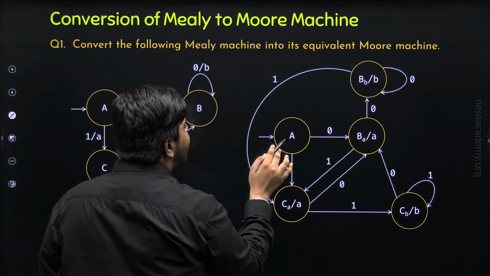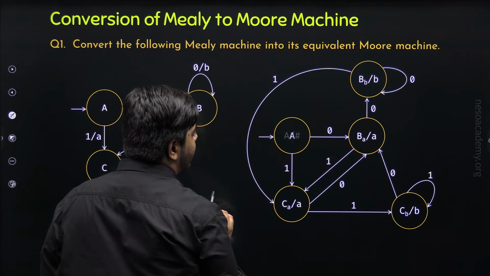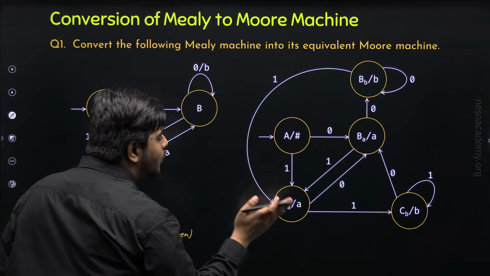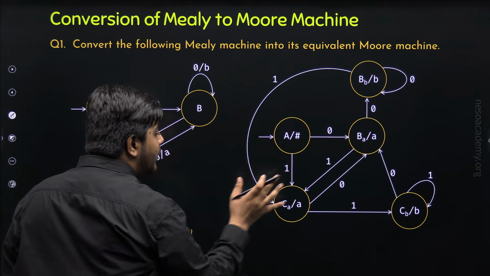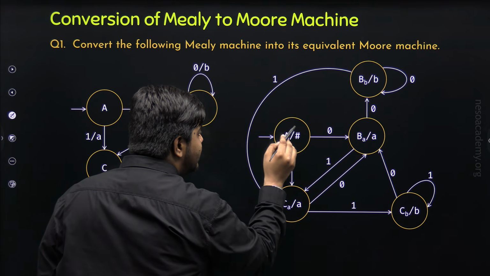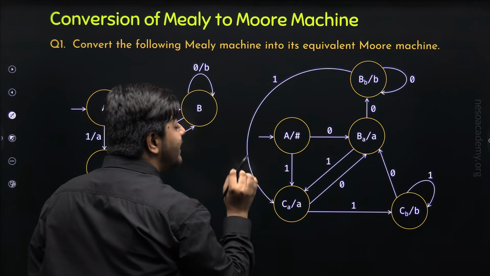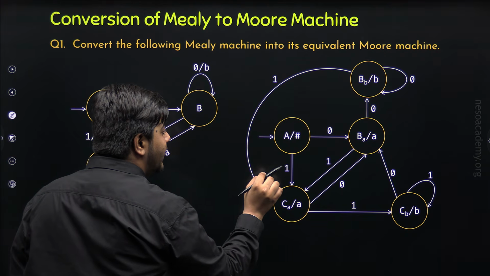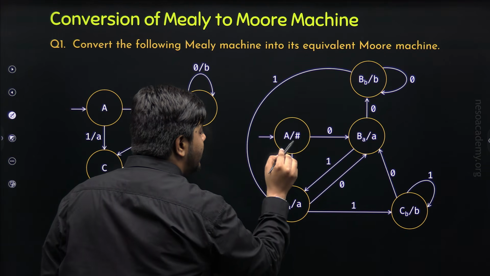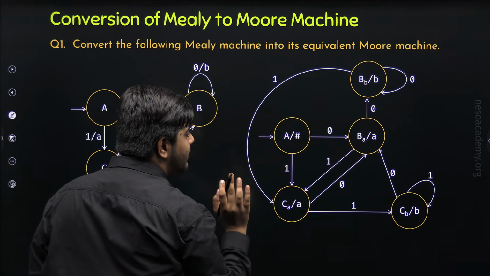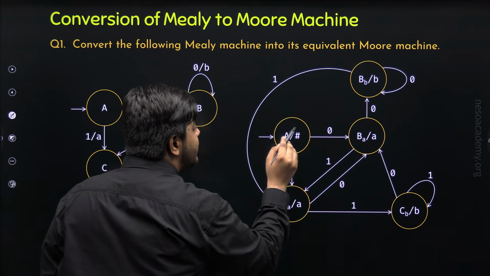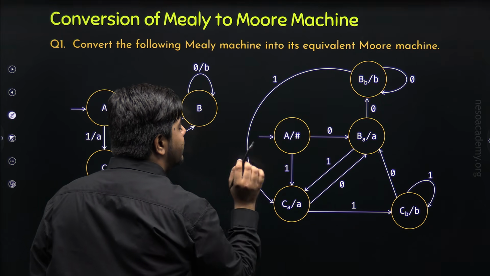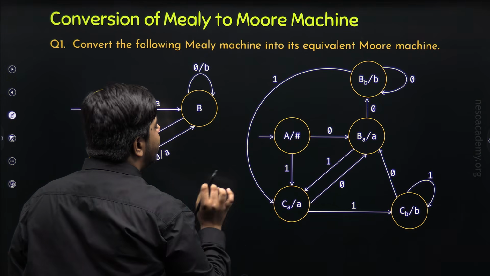So we will create a dummy output symbol for the state A, like hash. But it is to be noted, while generating the output string from the input string using this Moore machine, the first output symbol, that is hash, will be ignored. Why? Because you already know, in case of Moore machine, it will give the first output symbol even without reading any input symbol. That is why we have to reject or ignore the first output symbol. So here, hash is the dummy output symbol that we have created.